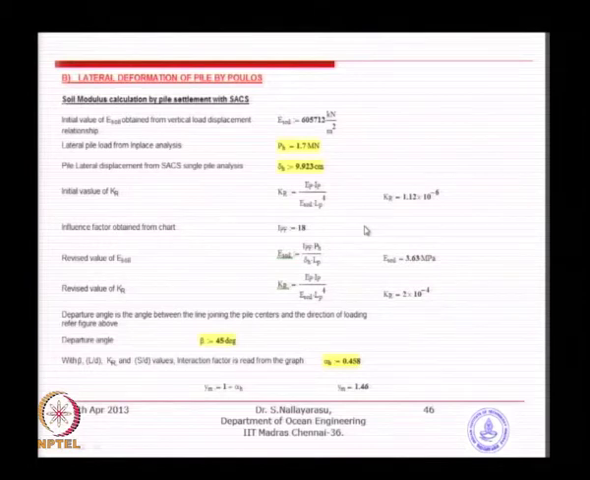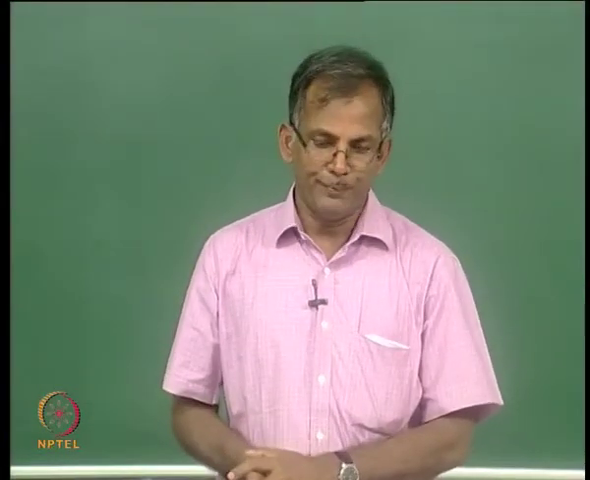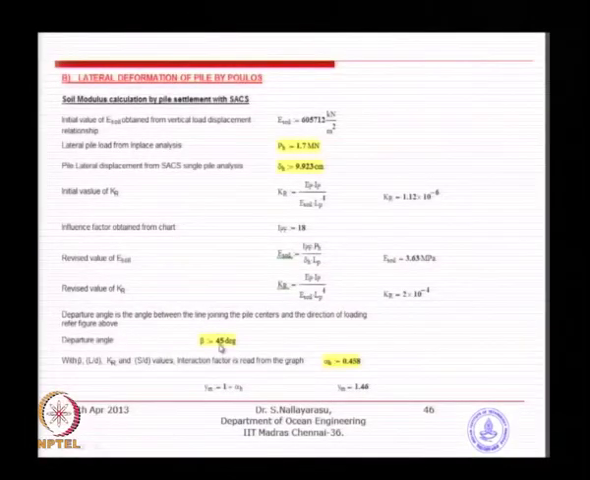If you write a computer program, you can do iterations to make sure that the starting value and the next value, the delta, is smaller, so that your error in accuracy is smaller. Then the departure angle of your loading is given to you as 45 degrees, because you can go and read it, and then for a value of beta, L by D and Kr, you read the value of alpha h as 0.48.